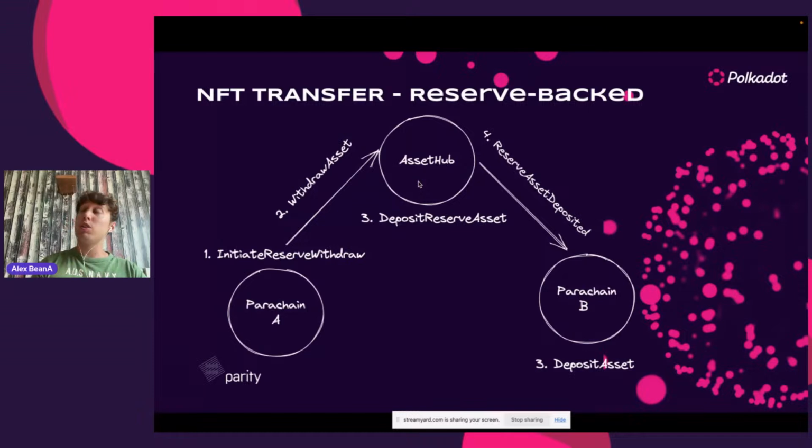And this, for example, is a useful flow. He was creating a scenario where you have a parachain with NFTs, and there is another parachain that has a DeFi protocol, and you want to use the NFT as collateral in that other parachain.